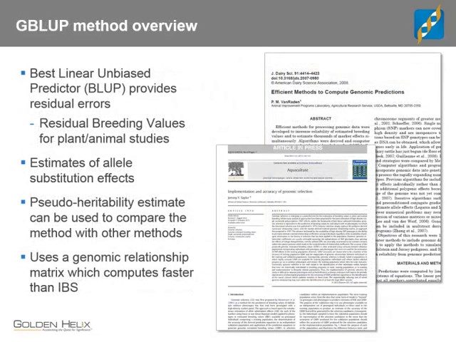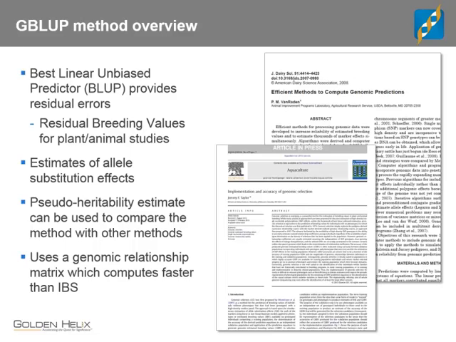The GBLUP method for genomic selection and prediction was first published in 2008 by Van Raden. Since then, GBLUP has been used for plant and animal studies. GBLUP provides the best linear unbiased predictors, aka the random effect components for each sample, and the genomic best linear unbiased predictor estimates of the allele substitution effects by marker.